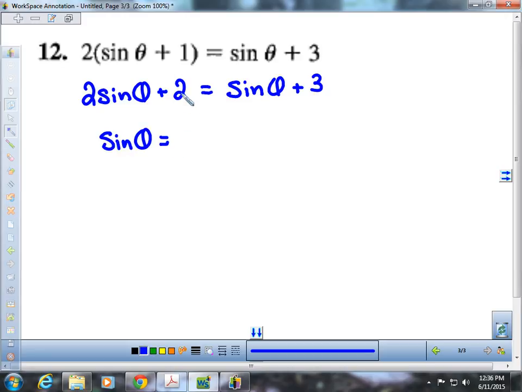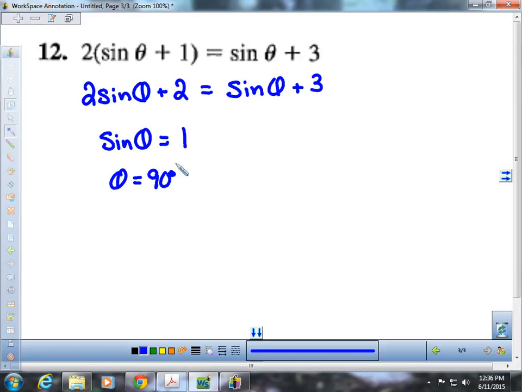What are we going to do with the 2? We're going to subtract it off. Sine theta is going to equal 1. Okay. We don't need our calculator for this. Off of that table that I had you memorize and quiz on every day, what is the angle that has a sine of 1? 90 degrees. Theta equals 90 degrees.